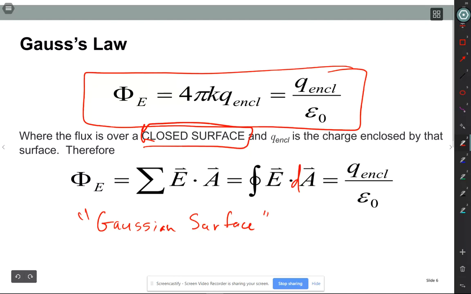That's the surface that we calculate Gauss's law using. And so we come up with that using symmetry to help us. Q enclosed is the charge that's enclosed by that imaginary surface. And then this epsilon 0 is the permittivity of free space. It's a constant, 8.85 times 10 to the minus 12 with whatever units.